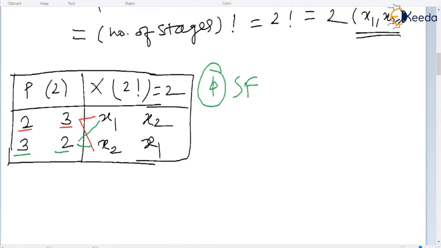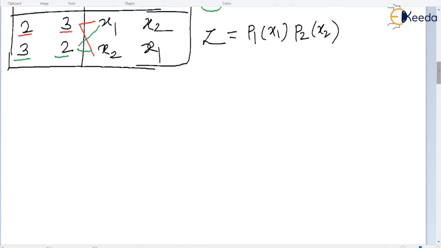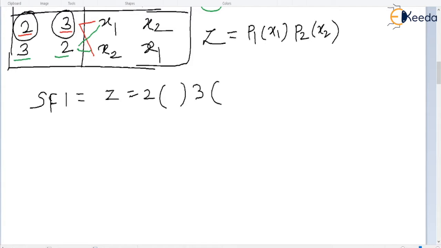Now how can we proceed with it? Simple. Our formula is Z is equal to P1 X1 and P2 X2. So we will simply write it in terms of numbers. To avoid confusion, we will write SF1, SF2 like that. First we write SF1: Z is equal to, now first for 2 and 3, we write 2, that is the P1 value, and keep the bracket empty. Then we write 3 and keep the second bracket, the X2 value, empty.